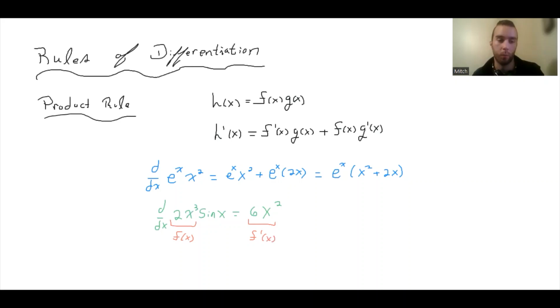And so what would our g of x be? It would be whatever that thing's being multiplied by. So this is our g of x. And so we're going to have it untouched, so sine x. And then plus, we're going to have our original f of x, that 2x cubed, multiplied by the derivative of that second function. So times cosine x, because this is our g prime of x right here.